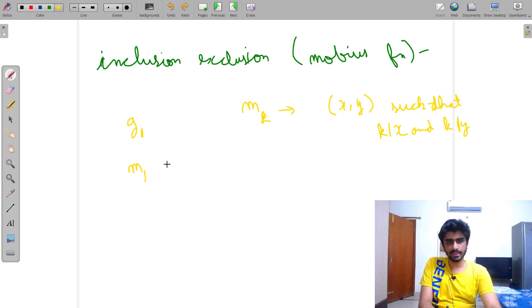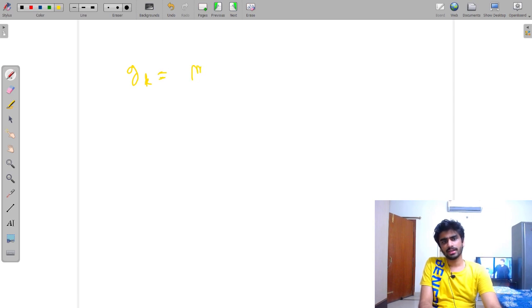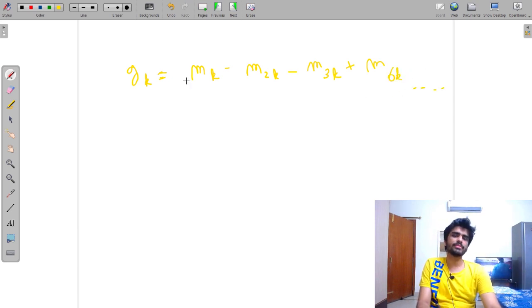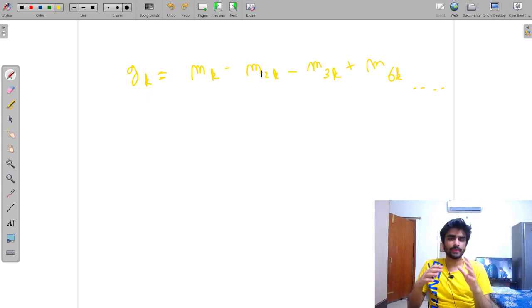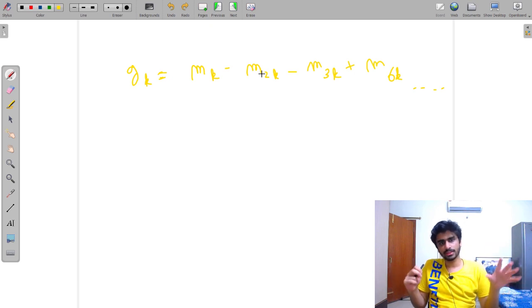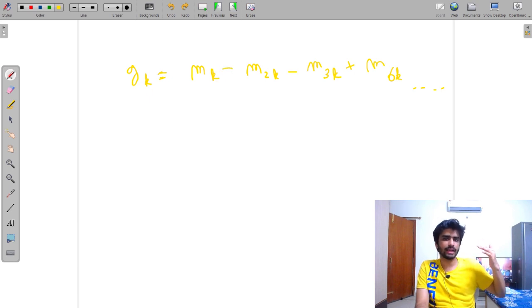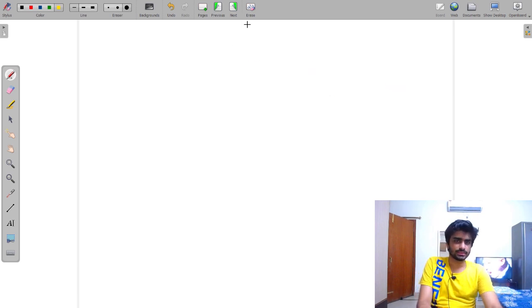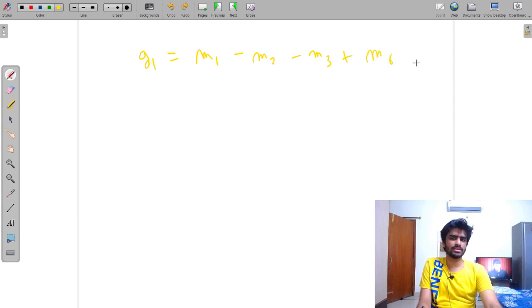I won't explain it in much detail, but if we want to find GK, it is something like MK minus M of 2K minus M of 3K plus M of 6K, and so on. Wait a second, I want GCD equal to 1, right? So to get G1, I want M1 minus M2 minus M3 plus M6, and so on. So this is just inclusion exclusion.